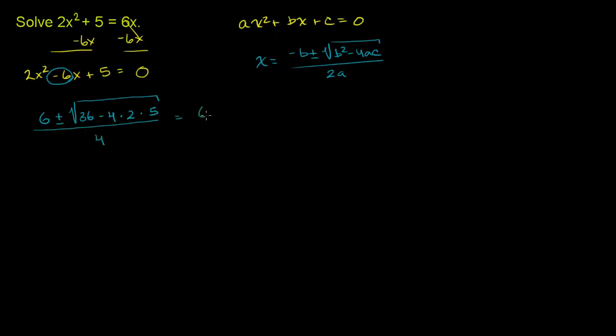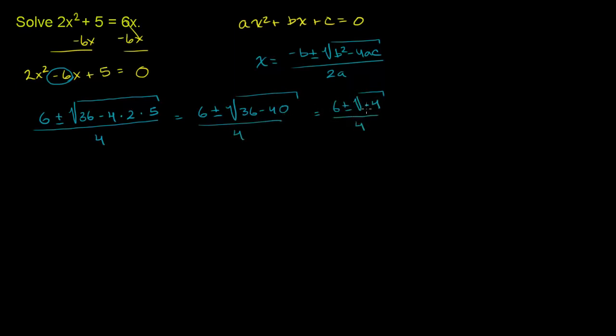So this is going to be equal to 6 plus or minus the square root of 36. So let me just figure this out. 36 minus, so this is 4 times 2 times 5. This is 40 over here. So 36 minus 40. And you already might be wondering what's going to happen here. All of that over 4. Or this is equal to 6 plus or minus the square root of negative 4. Right? 36 minus 40 is negative 4 over 4.